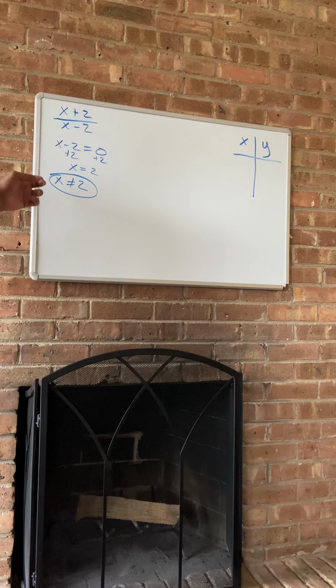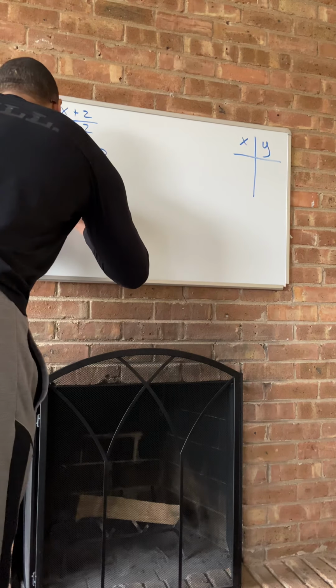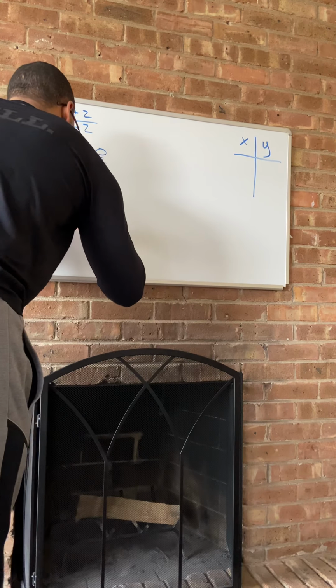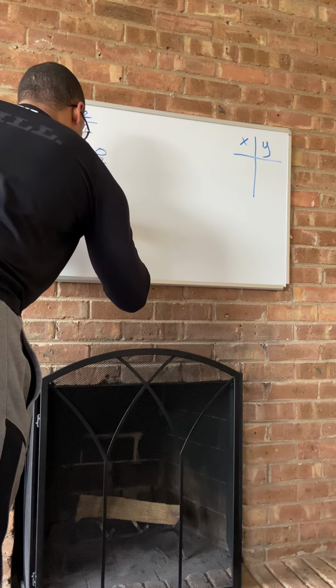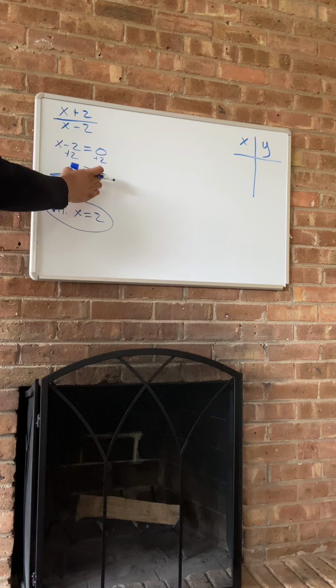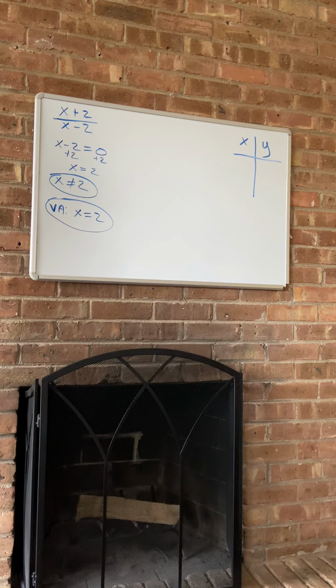The way that you find your domain is the same way that you find your vertical asymptote. So your vertical asymptote is at positive 2. So I got my vertical asymptote the same way I found my domain.